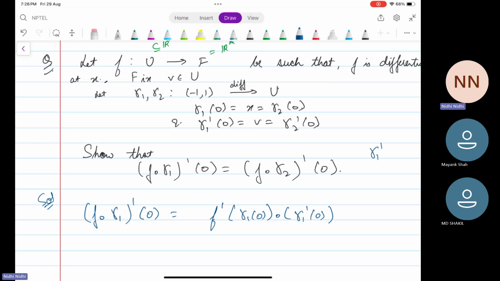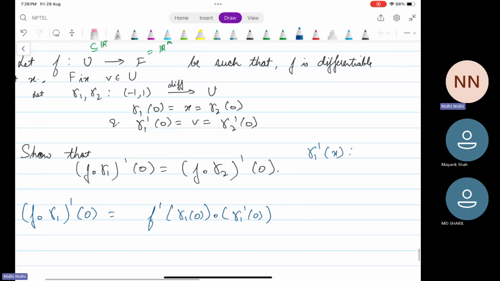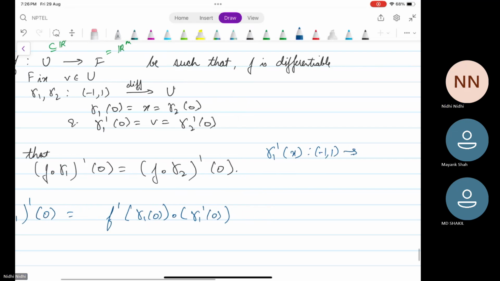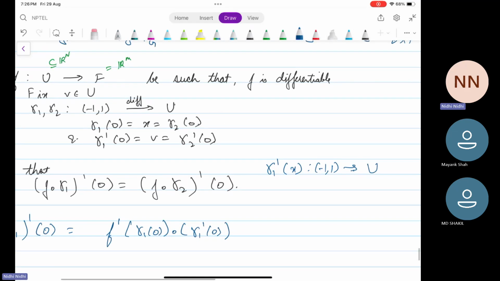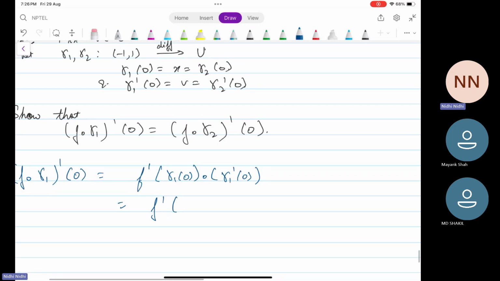Again gamma 1 dash at any point will again be a map from minus 1, 1 to U, and U is a vector in Rn. So this will be equal to f dash at gamma 1 of 0, which is x, its value at gamma 1 dash 0, which is v. So we can write it as df x at v.